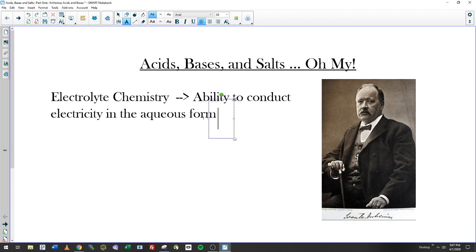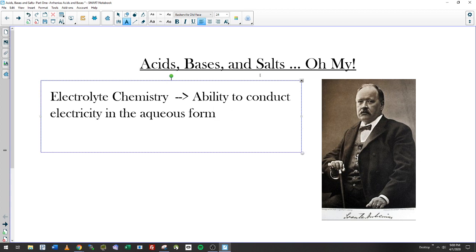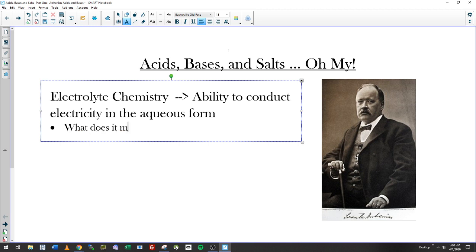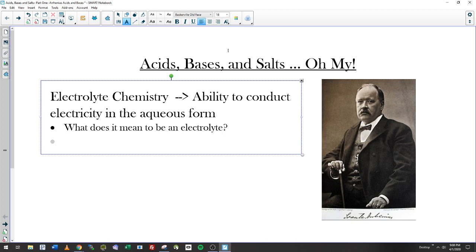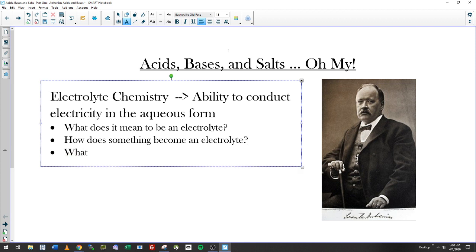So here's my aim, the things I want to talk to you about today, a little bulleted list for you. Here's where we need to go today. I'm going to shrink this down just a little bit. First, what does it mean to be an electrolyte? Which is that first line up there. How does something become an electrolyte? What makes it an electrolyte? And then what properties do electrolytes have? That's where I need to take you today.